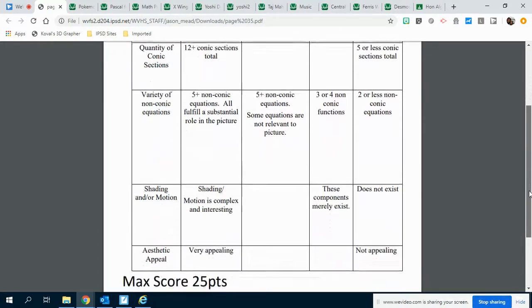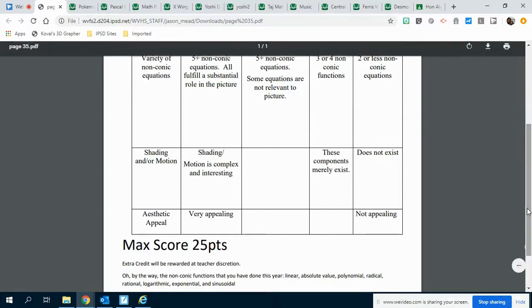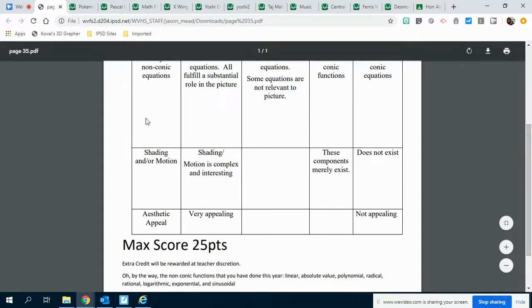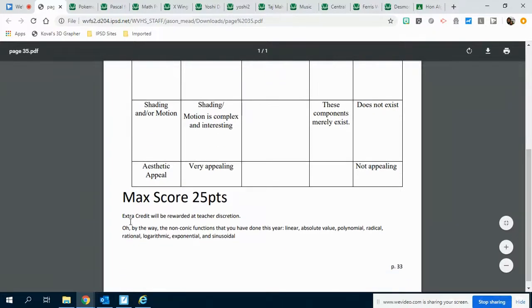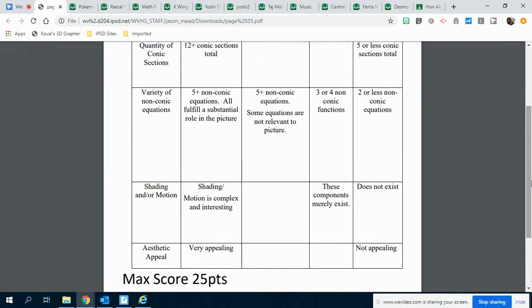Variety of non conic sections. It is also required that you include non conic sections as equations, and that they all fill a substantial role in the picture. Down at the bottom of the screen are all of the types of functions that we have done this year. You have shading or motion in your figure, and we'll show more of what that looks like when we go through examples, and that it's complex and interesting to the figure. That would give you 5 points in that category.